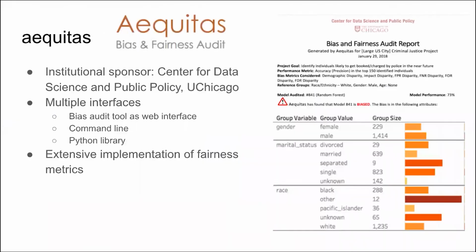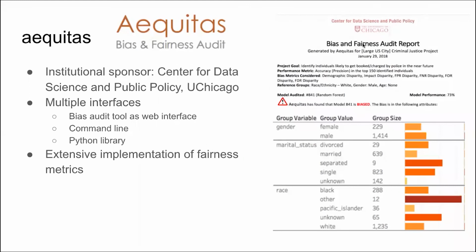Another example is the IQTAS project. This is out of the Center for Data Science and Public Policy at UChicago, although I believe they've moved to Carnegie Mellon. But this product, rather than being about fairness interventions, is about fairness auditing. They give you either a web interface, a command line interface, or a Python library. They have an extensive implementation of fairness metrics.